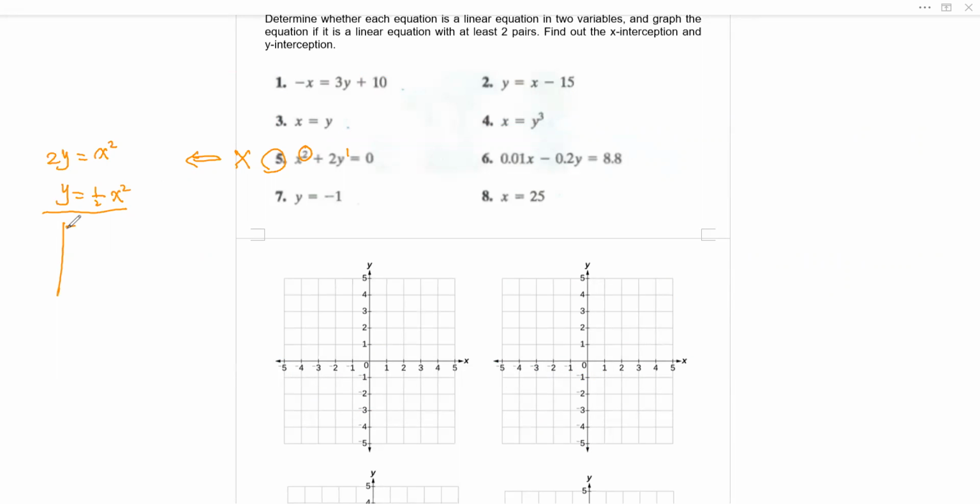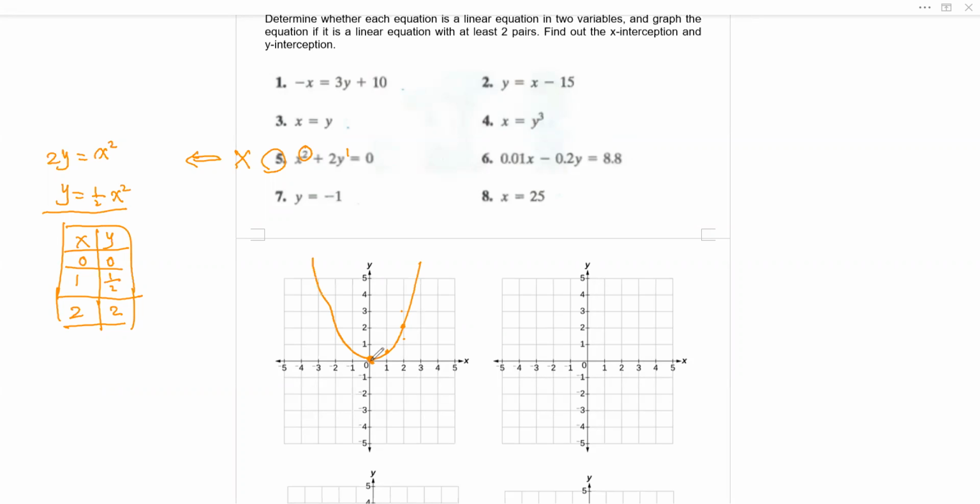So we can use a table for this one as well. x, y. When x is 0, y is 0. When x is 1, y is a half, right? When x is 2, y is 2, since 2 squared over 2 is 2. So let's graph it here. They pass the origin, they pass 1 and a half, they pass 2, 2. 2 is actually right here. If they were a linear line, it should pass here, but actually the dot is right here. So when you graph it, you can see this one actually looks like this.